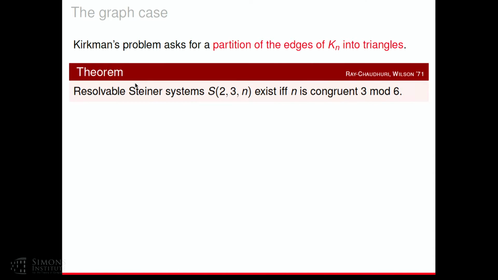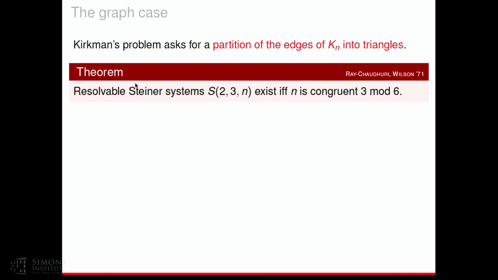So Kirkman asks for partitions into triangles, and a theorem of Ray-Chaudhuri and Wilson indeed constructs, or solves, when such Steiner systems exist. So these systems S(2,3,n), so again I have a graph and I want to cover it with triangles, and moreover it should be resolvable, namely I get this covering of the vertices with triangles, and it exists exactly when n is congruent to 3 modulo 6.